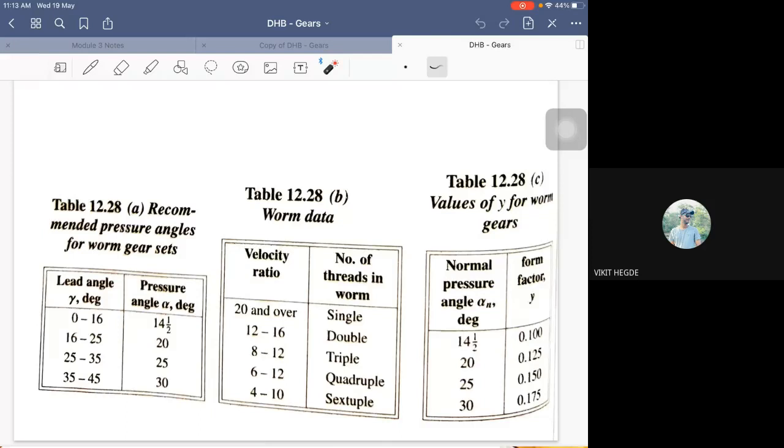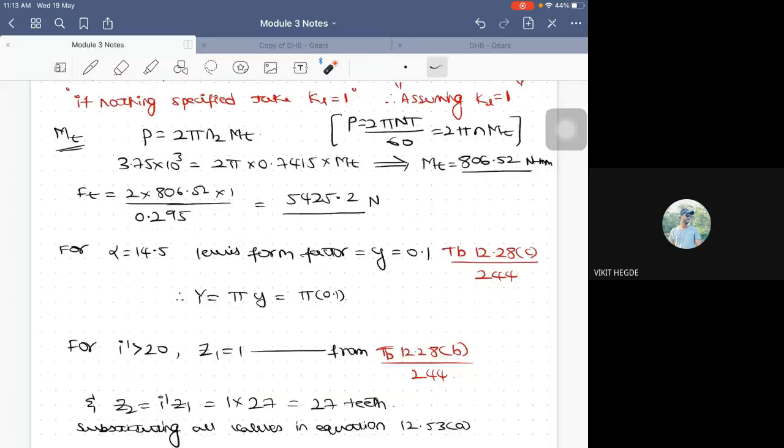27 is the velocity ratio. So it comes 20 and over. So it is single. That is why I'm taking Z1 as 1. Okay, so the same thing I have written here. So for I dash greater than 20, Z1 is equal to 1. I'll just put it in the box. Z1 is equal to 1.